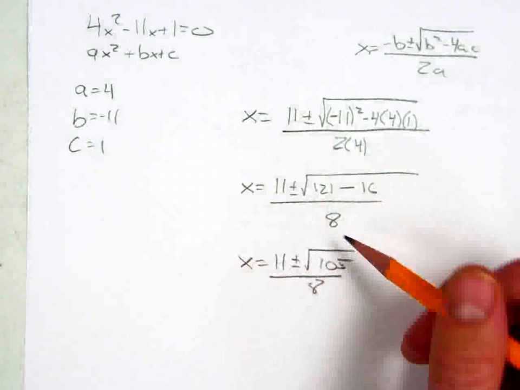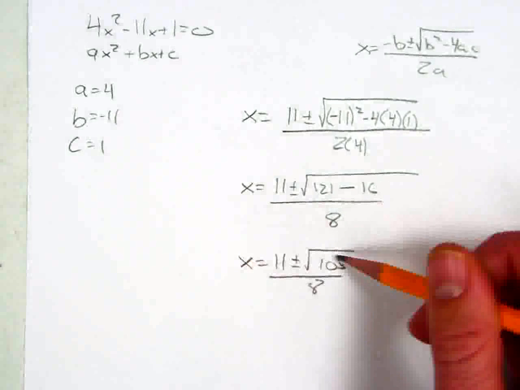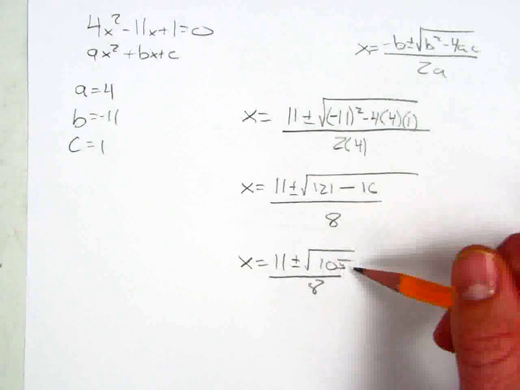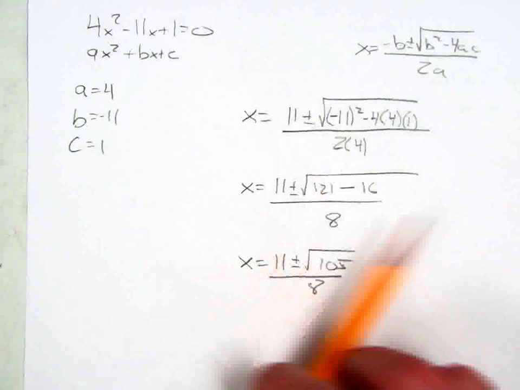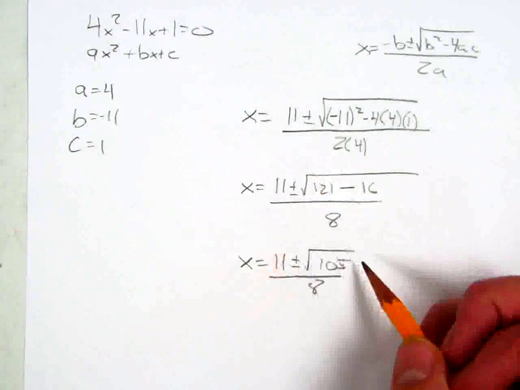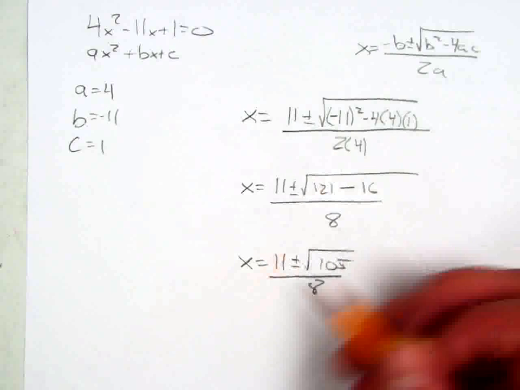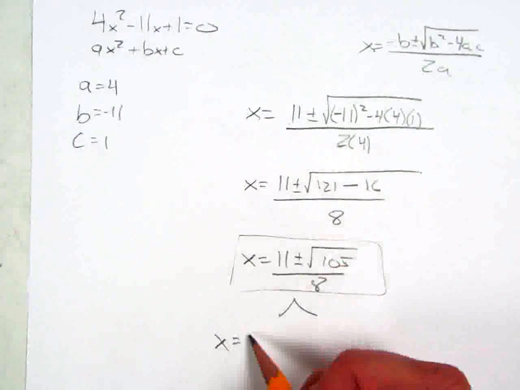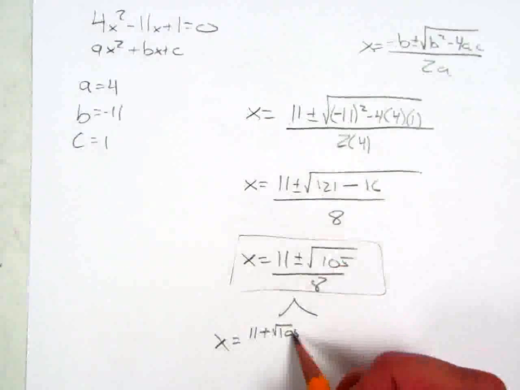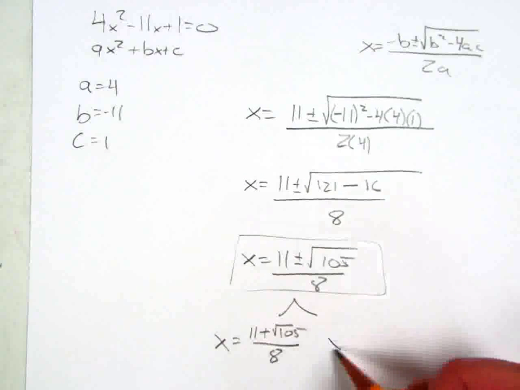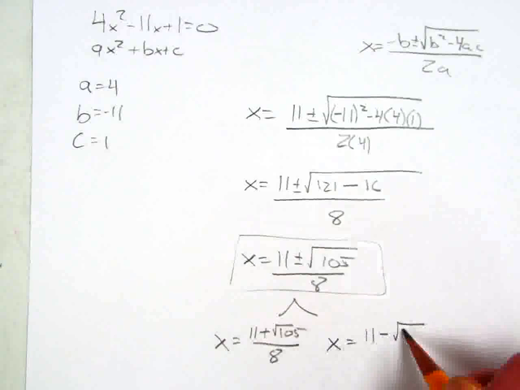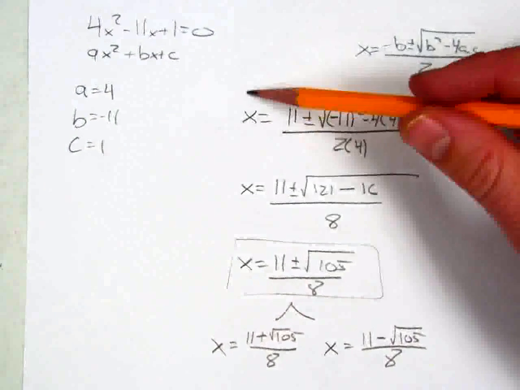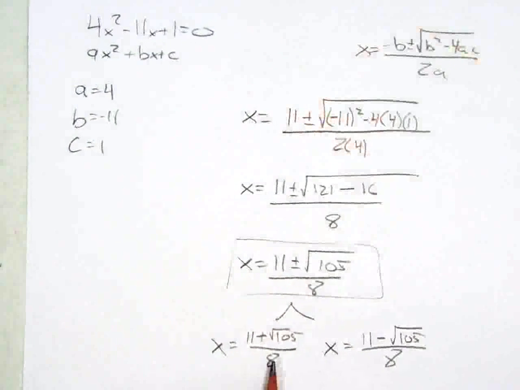And here's where it's different than the last problem. In the last problem, our discriminant was 25, which is a perfect square, and it was easy to take the square root. Now it's 105. Since I can't really take the square root of 105, I'm just going to leave my answer like this. I could write it as two separate roots: x equals 11 plus the square root of 105 over 8, and x equals 11 minus the square root of 105 over 8. Those are the solutions to this equation when I use the quadratic formula.